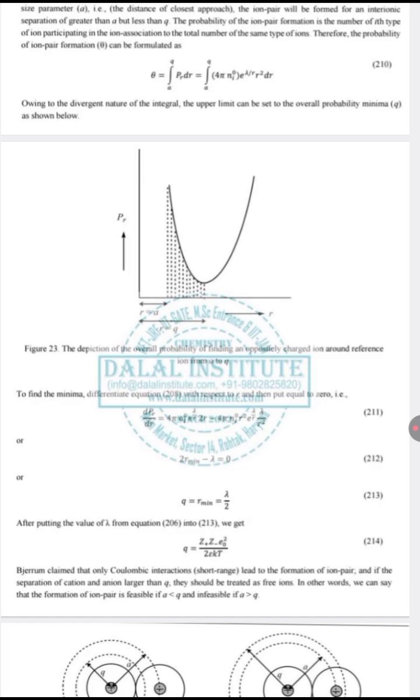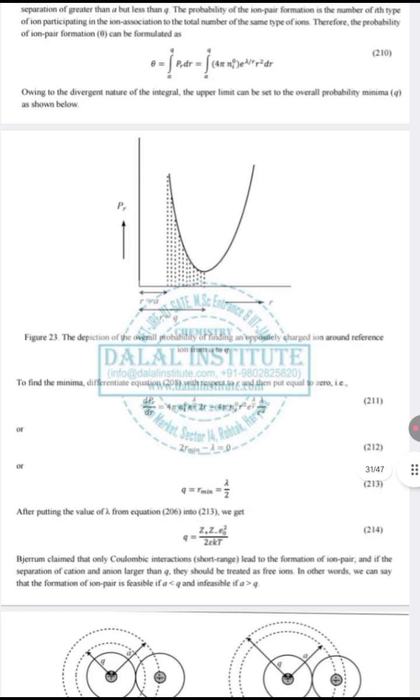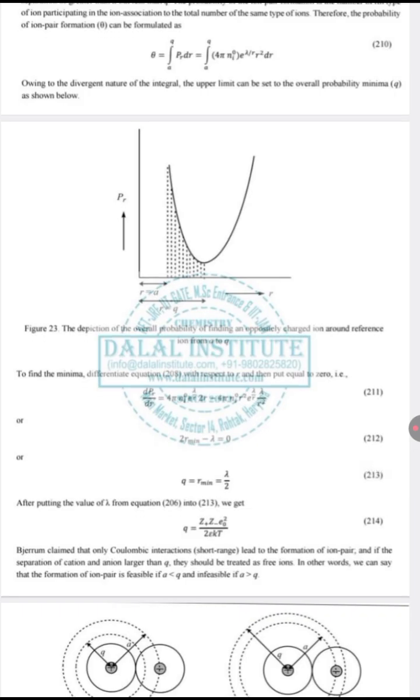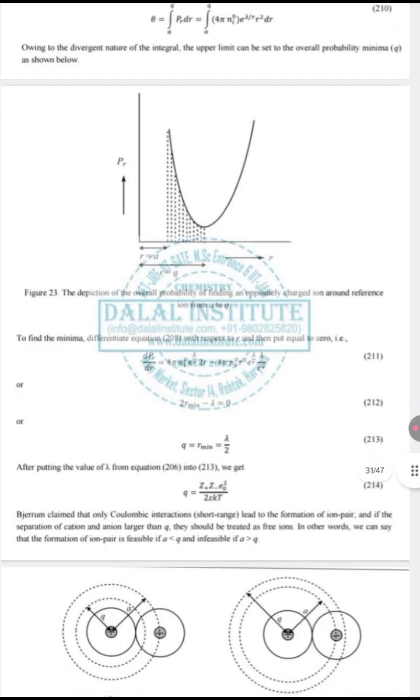The probability of the ion pair formation is the number of ith type of ion participating in the ion association to the total number of the same type of ions. Therefore, the probability of ion pair formation theta can be formulated as theta equals integration from a to q of Pr dr, which equals integration with limits a to q of 4 pi n naught i into e to the power lambda by r into r square into dr, equation 210.